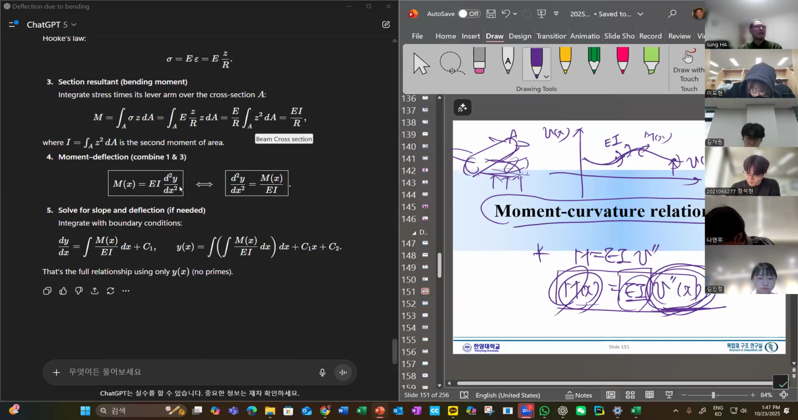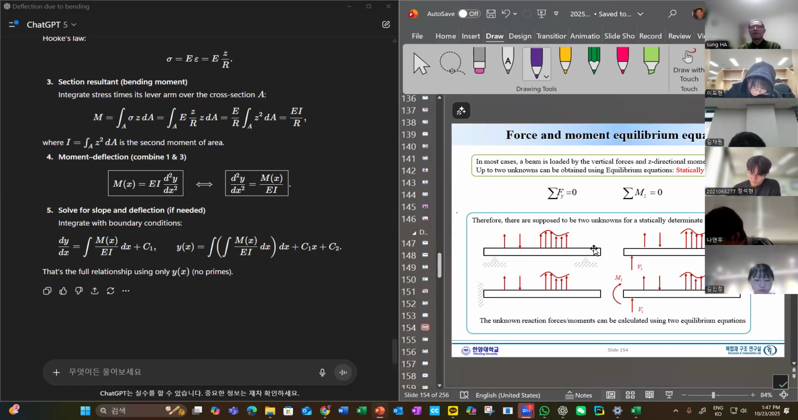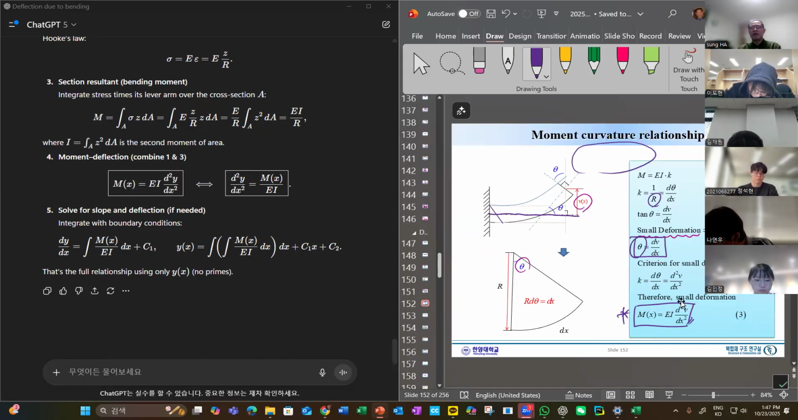And now here, second derivative. Again, this equilibrium. That's what I meant. Equilibrium was studied last week. And then 1 over r is now given as a second derivative. That's what we learned today. Simply like that, so we have a moment equal EI double curvature.